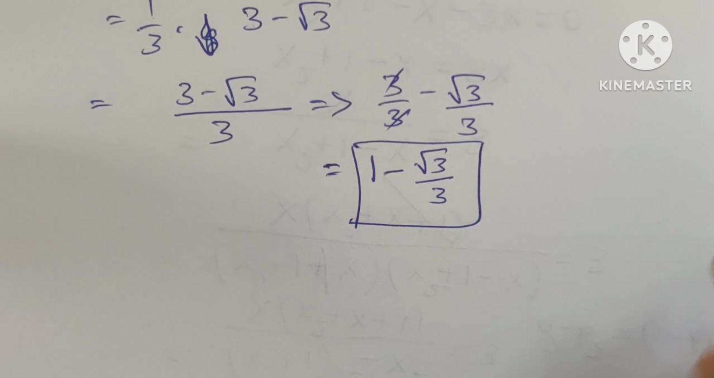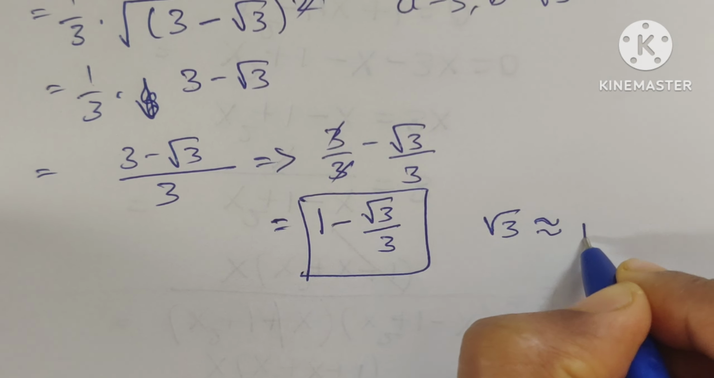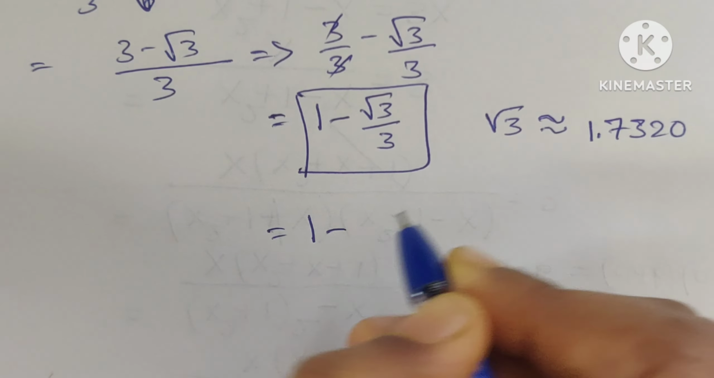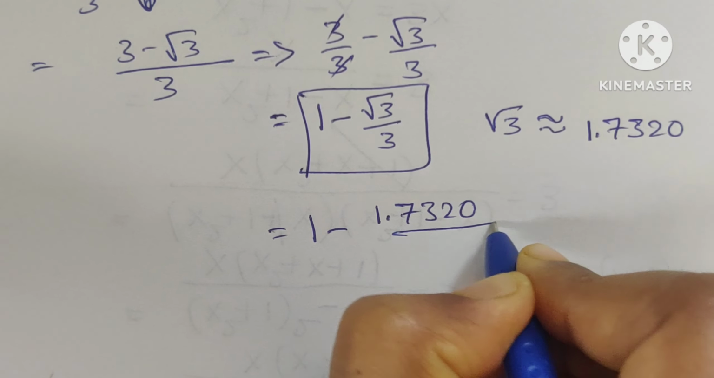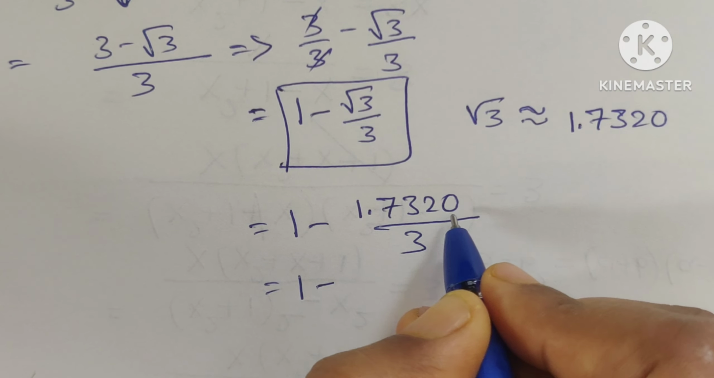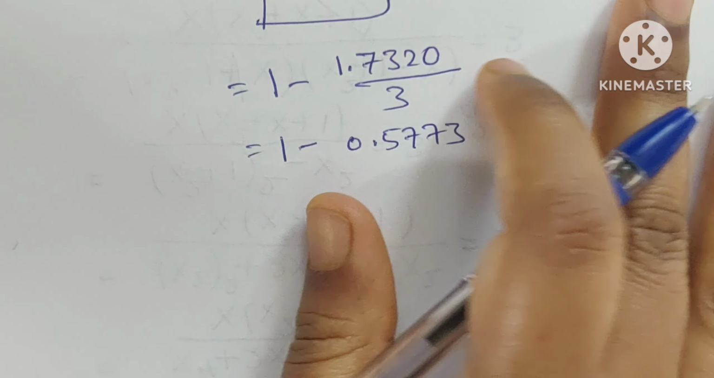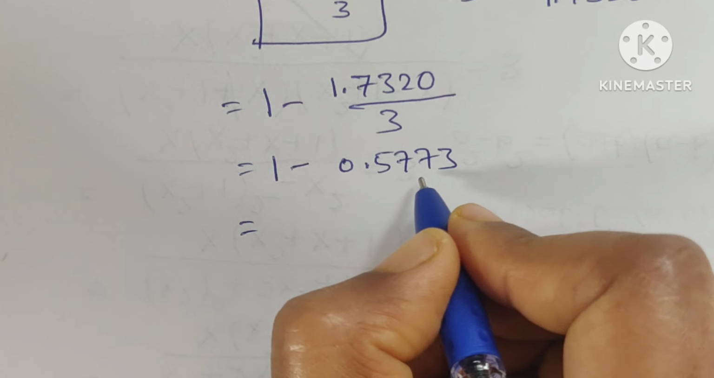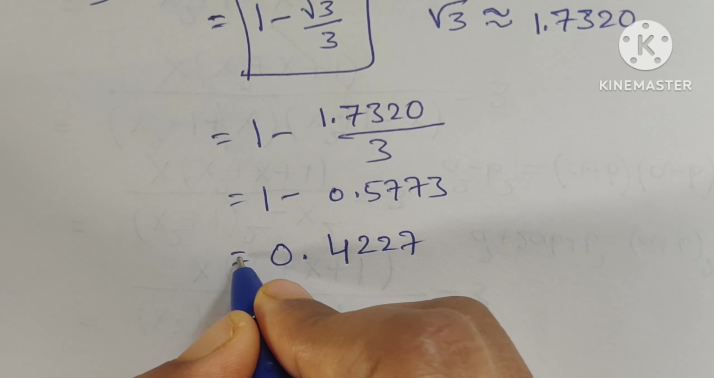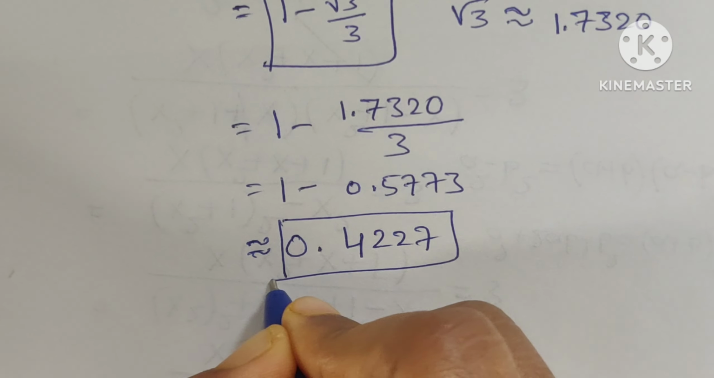If you want the answer in decimal, so here the value of square root of 3 is approximately 1.7320. So now 1 minus 1.7320 divided by 3. So 1.7320 divided by 3 is equal to 0.5773. So 1 minus 0.5773 is equal to 0.4227. So approximately 0.4227. So in decimal, this is the answer.